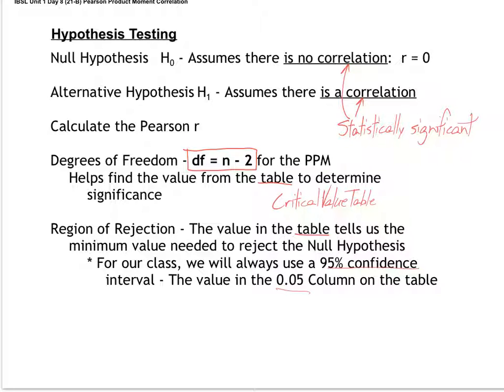So when we look on the table and we see a .682, our R value has to be at least that in order for us to say we're going to reject the null hypothesis, therefore we're going to accept that there must be a correlation. So where does R fit in that correlation?